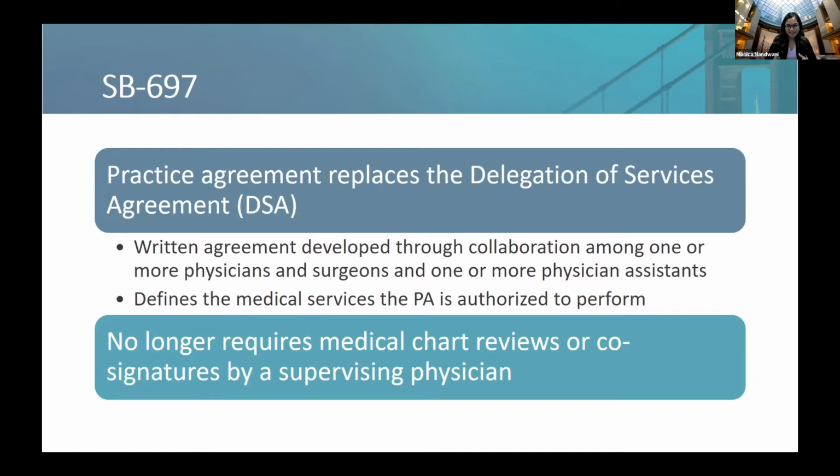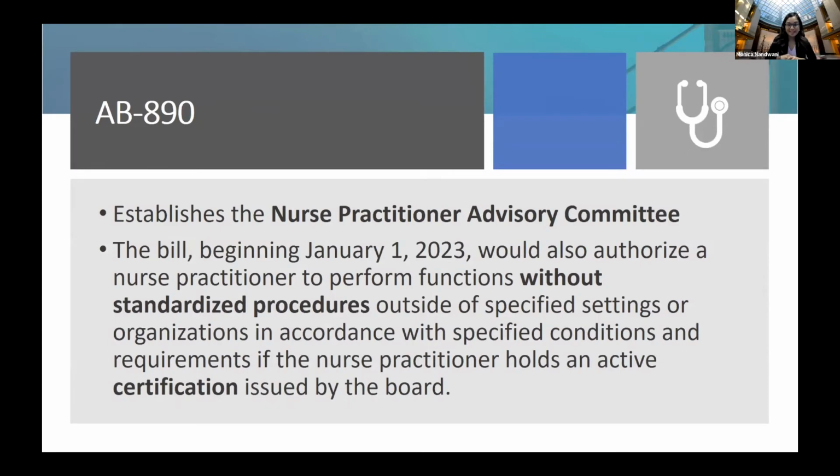And that being said, at Stanford, we're still requiring some of these things based on the old legislation, as we're working to update our specific policies and bylaws within the institution to reflect the changes in this legislation. Assembly Bill 890, which was passed just a few weeks ago, establishes the Nurse Practitioner Advisory Committee, and that consists of 4 nurse practitioners, 2 physicians, and 1 public member.